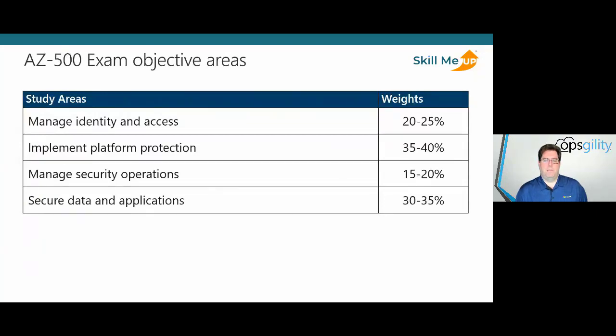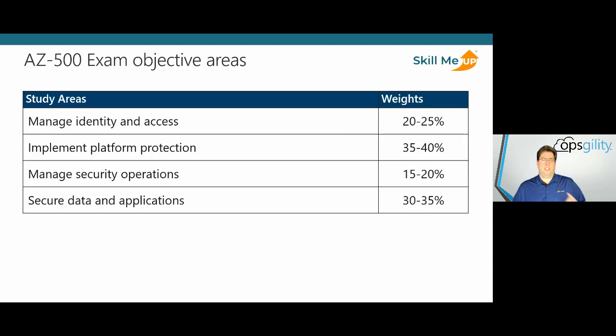So the exam is made up of 4 objective areas, as I stated in the introduction slide, and they're all weighted differently based on Microsoft's weighted objective areas. The way to look at these is, when you think about managed identity and access being 20 to 25%, if you have a 50-question test, you might have 10 to 15 questions around managed identity. And platform protection, close to half the exam is going to possibly be around platform protection.